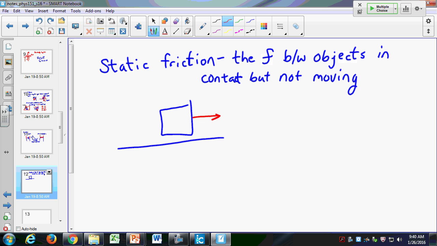So here's my free body diagram. I push in this direction, but it's not moving. So that tells me that there must be another force in this direction. We're going to use our lowercase script f, and we're going to put an s for static. Now, we can calculate this Fs. It's like this: Fs is less than or equal to mu s times the normal force.